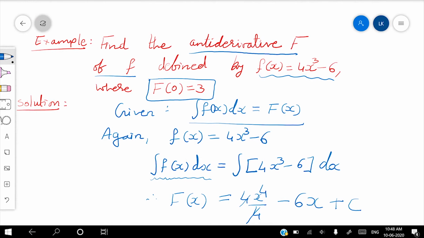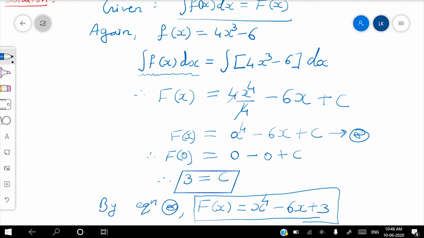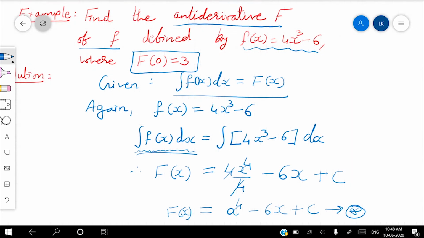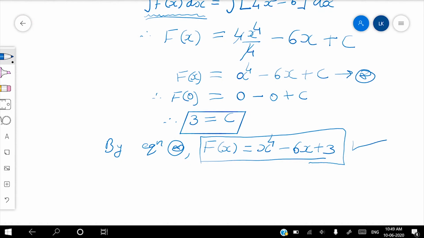Again, let us see the question. Find the antiderivative capital F. That means we want to find the value of F, and the condition given is integral of f(x) dx is capital F(x), and F(0) is equal to 3. It means we want to find such a function capital F which satisfies both conditions: the value of small f which we have been given in polynomial form, and capital F(0) is equal to 3. Okay.